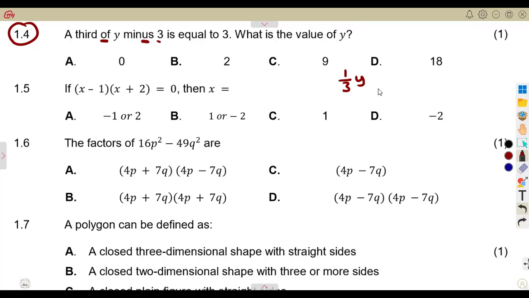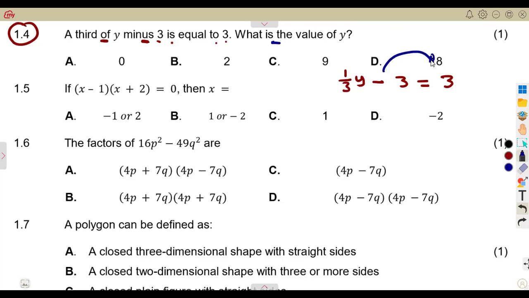Minus 3, we are supposed to subtract a 3, is equal to 3. So the answer is supposed to be equal to 3. What is it that you have? An equation. You have formed an equation which you are supposed to solve for y. That is why they're asking you for y. If you do not understand how to solve, I'm going to show you how to do that. But how were you supposed to solve this?